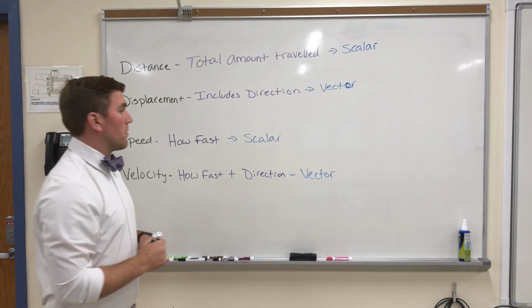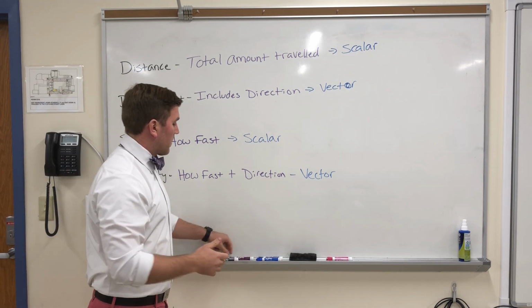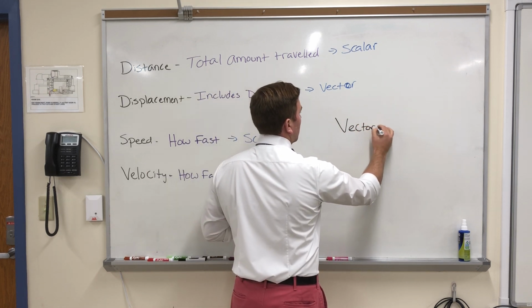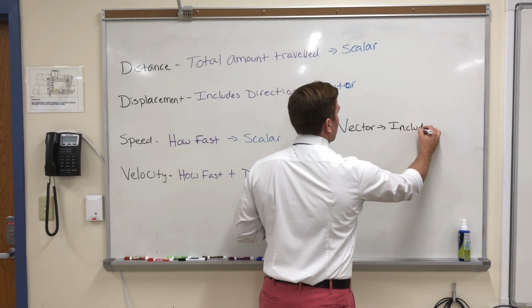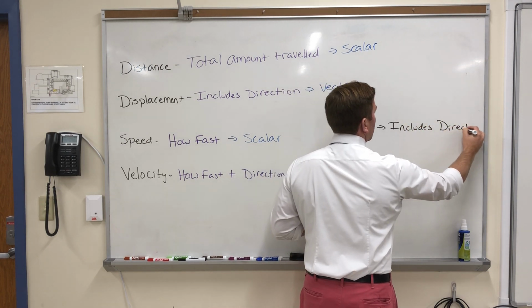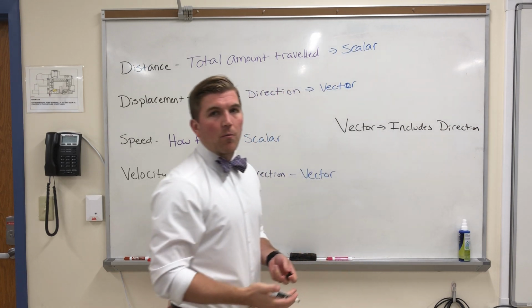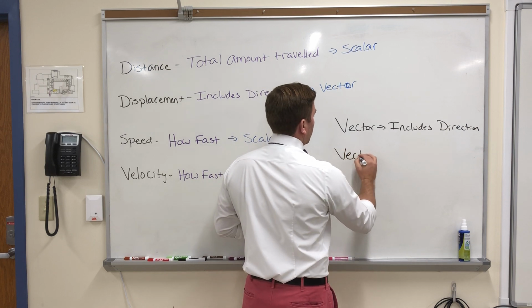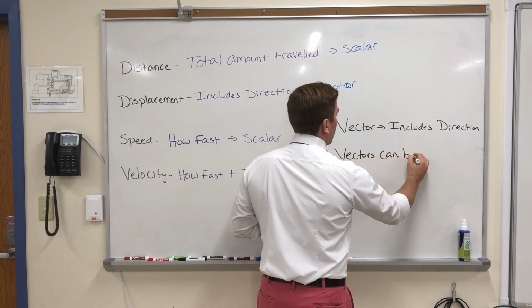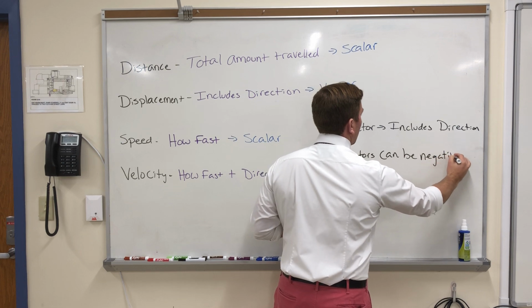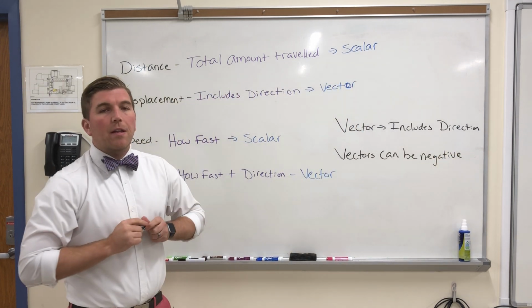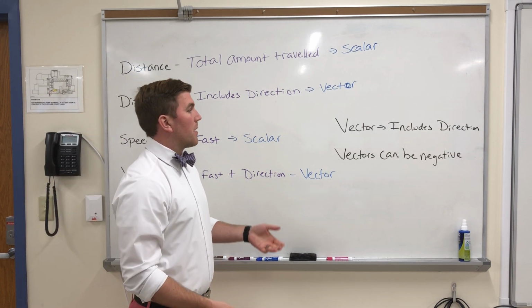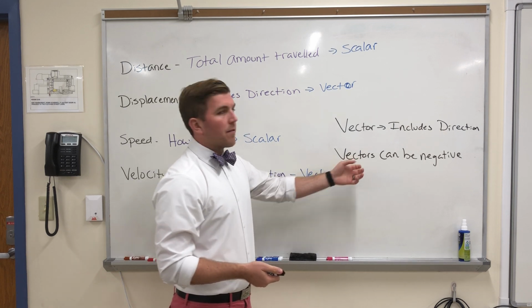Again, vectors include direction. And so what we talked about in class is that when I have a vector quantity, again, it includes direction, I need to include that direction somehow in whatever I'm writing. So if I have a displacement or a velocity, vectors can be negative. Having a negative vector doesn't mean I'm walking backwards or that I am going down necessarily. It just means that I'm headed in a negative direction.